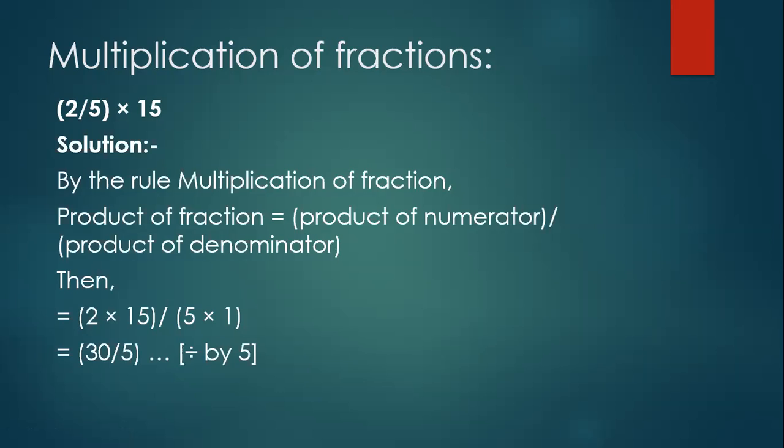Okay. Now children, 2 multiplied by 15 is 30. Sorry, 5 multiplied by 1 is 5. And if we divide 30 by 5, we get 6. Children, here the calculations were easy, but still I don't prefer doing this. I would write two fractions like this, 2 by 5 multiplied by 15 by 1. Here I see that 5 and 15, they both go in the table of 5, of course.